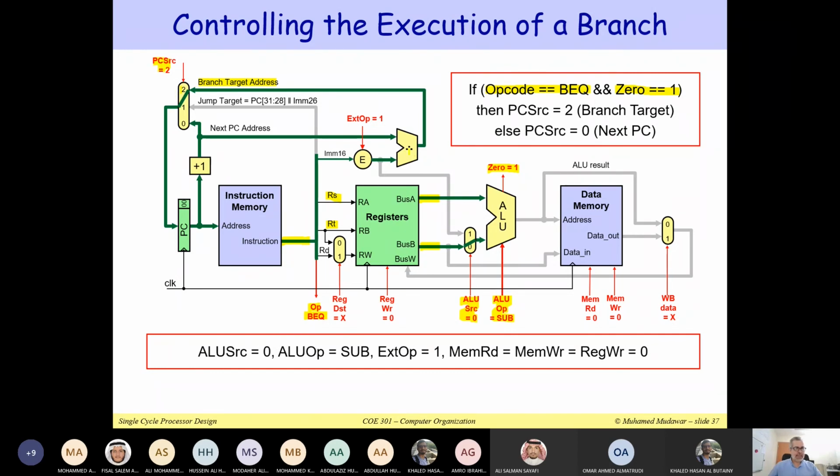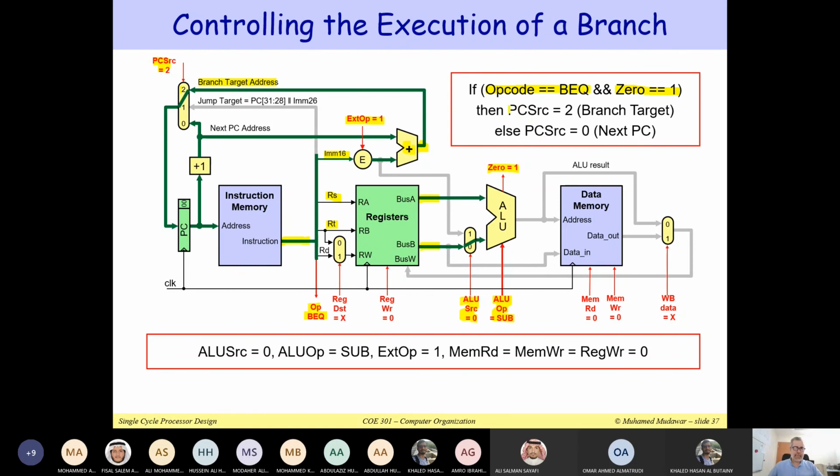Of course, the branch target address is computed by this adder, which is shown here. It's the output of this adder. Notice that the extender op is equal to 1 because we have to extend the 16-bit immediate before we do the addition to calculate the branch target address. Remember that the immediate can be negative or positive. It's signed. So negative means that we branch backwards. Positive means we branch forward. That's the meaning of the 16-bit immediate. So we have to calculate the branch target address and we have to select the branch target address.